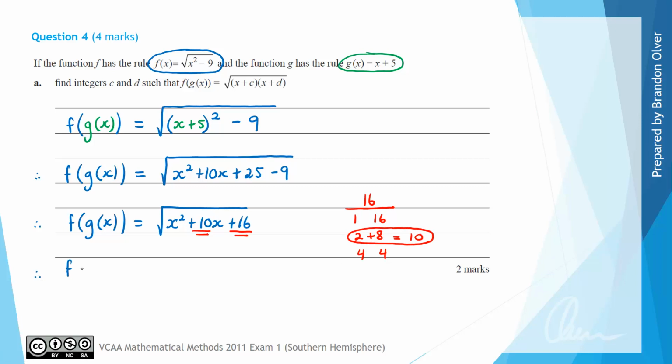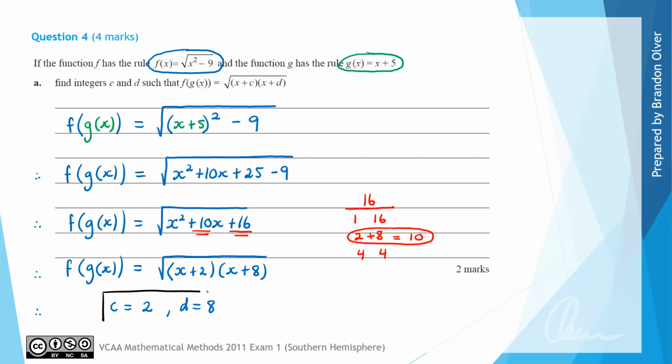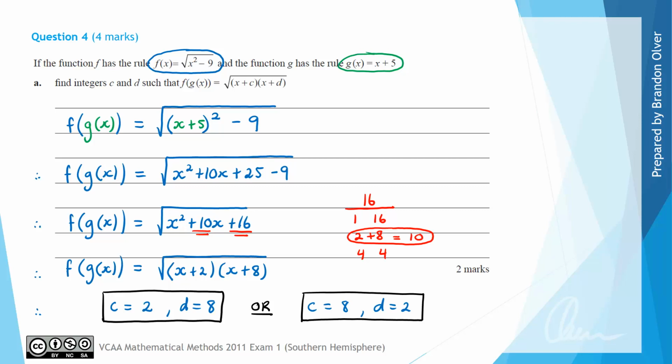So therefore, f of g of x, which is what we were dealing with the whole way through, is going to equal the square root of, and now in factorised form it's going to be (x plus 2) times (x plus 8). However, we're not quite done yet. We still need to find the integers c and d, so we're going to state what they are. As it's written at the moment, you might say that c is equal to 2 and d is equal to 8. So that is the answer to part A of this question. However, equivalently, we could also have written c is equal to 8 and d is equal to 2. So either of those answers would have been permitted for this question.